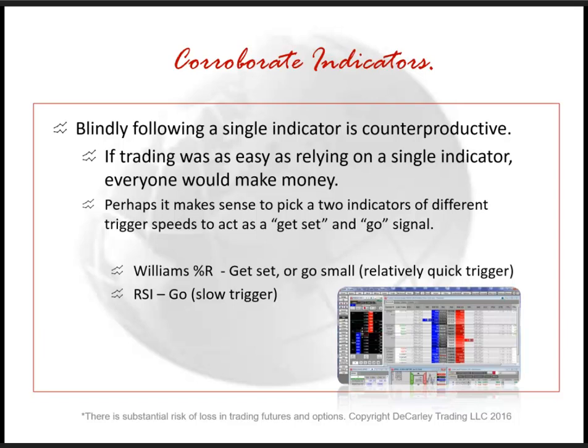The go trigger, which would be something that would be a little more comfortable, is the RSI. If the Williams percent R and the RSI trigger, that might be a place that you might be comfortable getting a little more aggressive. Or for those conservative traders, maybe that's the time you want to jump in and simply bypass the Williams percent R altogether.